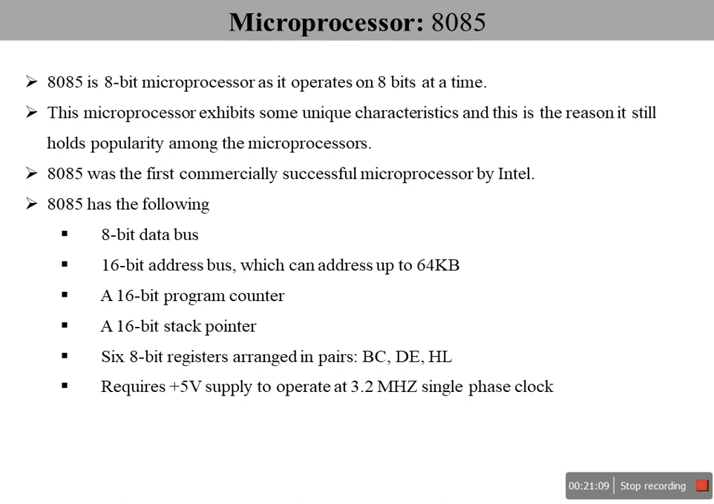8085 has an 8-bit data bus, then it has a 16-bit address bus which can address up to 2 to the power of 16, 64 kilobytes of memory. Then it has a 16-bit program counter and a 16-bit stack pointer. Internally it has six 8-bit registers. They can be arranged as pairs: B, C, D, E, H, L. This will be very clear when we discuss the architecture. Now this operates with a plus 5 volt supply and at a speed of 3.2 megahertz in a single clock.